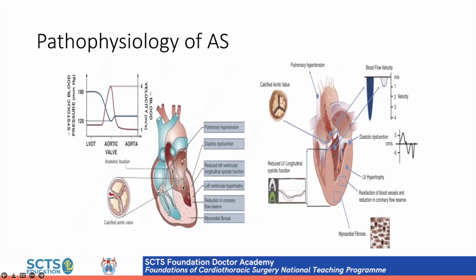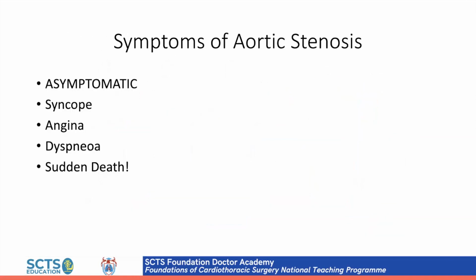So if you get an imbalance between the demands of the heart and the coronary supply, that's one of the causes for angina. Another cause for the angina is decreased flow into the coronary arteries themselves. So these are the pathological changes that you get: left ventricular hypertrophy, myocardial fibrosis. Eventually, when you get to a point where the ventricle can't cope anymore, then you can get left ventricular failure.